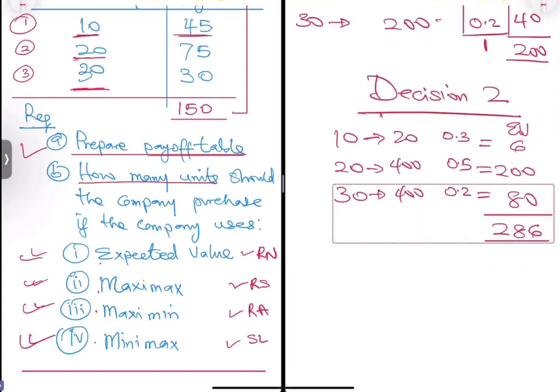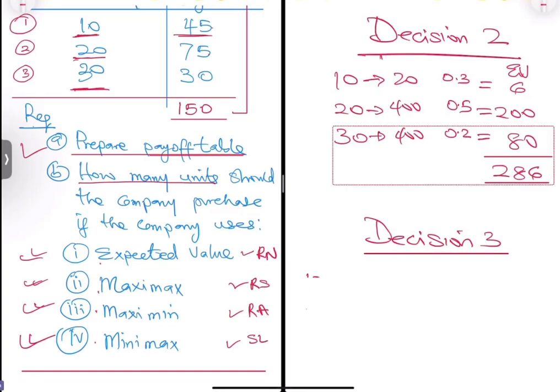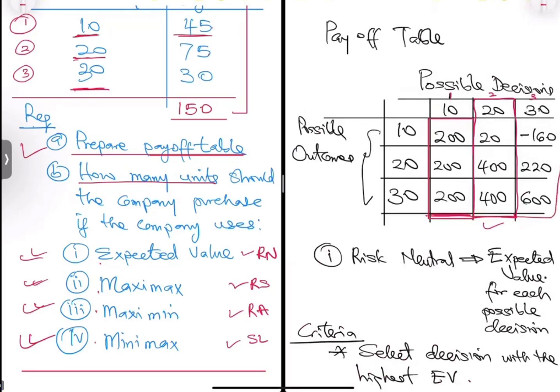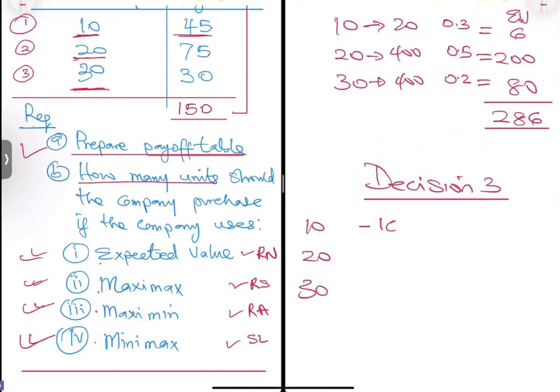Let's move to the third decision, if we decide to buy 30. What is the expected value? For 10, 20, 30 the profit is minus 60 to 2,600. The same probability applies: 0.3, 0.5, and 0.2.